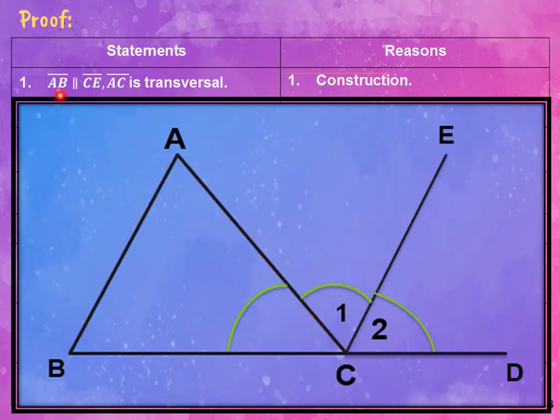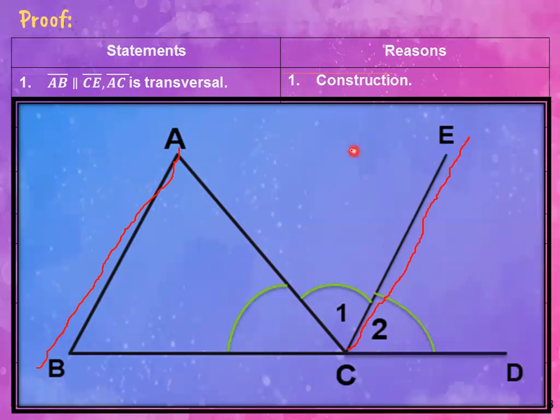Look at here. What is your statement number 1? AB. Which is AB? This one. This is the line segment AB, and this AB is parallel to this line segment, which is CE.